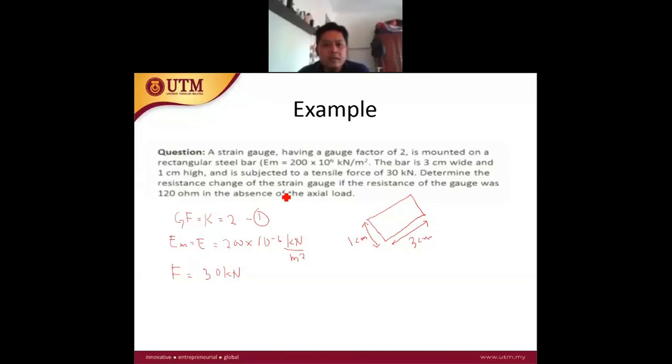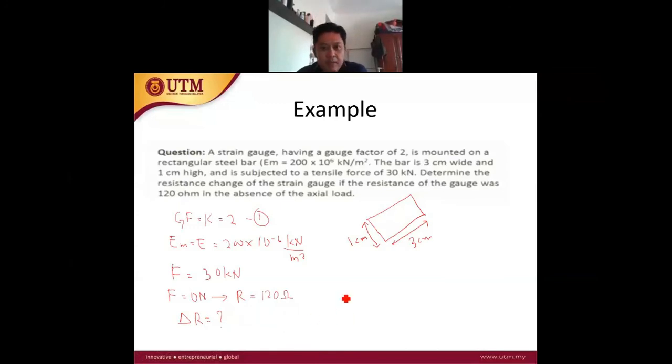Determine the resistance change if the resistance was 120 ohm in the absence of the actual load, so basically when force is equivalent to 0 Newton, R is 120 ohm. So the question is to find what is the resistance change, what is delta R. So we have a few pieces of information there.